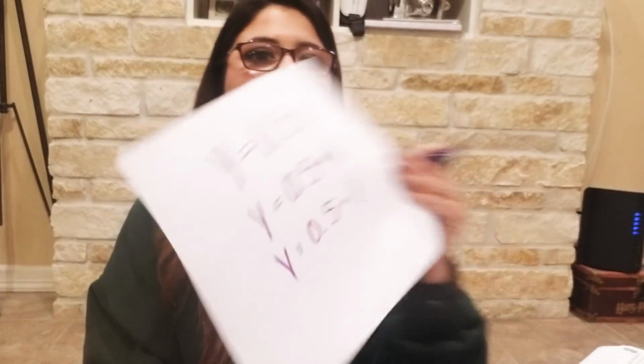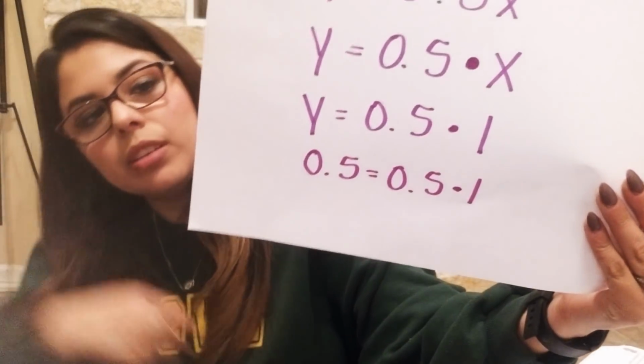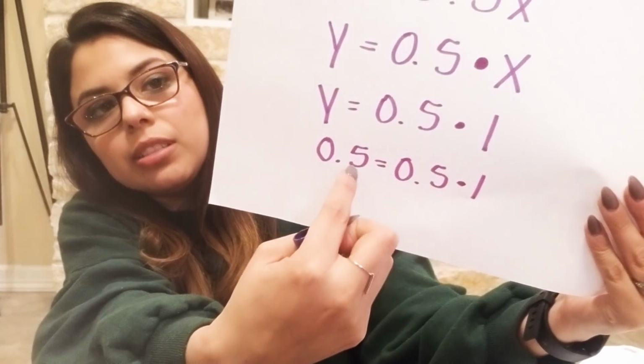So the x is going to change to a 1 for the first one. Y equals 0 and 5/10 times 1. Okay, so obviously anything times 1 is itself, right? So that tells me that my y in this case equals 0 and 5/10. So 0 and 5/10 equals 0 and 5/10 times 1. Isn't that true? Yeah, because anything times 1 is going to be itself.